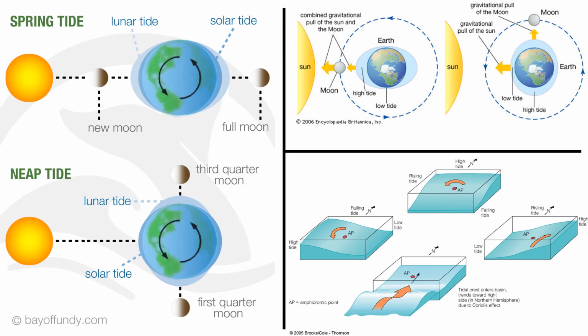Around the globe there are lunar, or semi-diurnal tides occurring twice in a day, and solar, or diurnal tides occurring once in a day. As the names suggest, lunar tides are more heavily influenced by the Moon, whereas solar tides are more heavily influenced by the Sun. There are also mixed tides, where the Sun and Moon both have a significant effect.